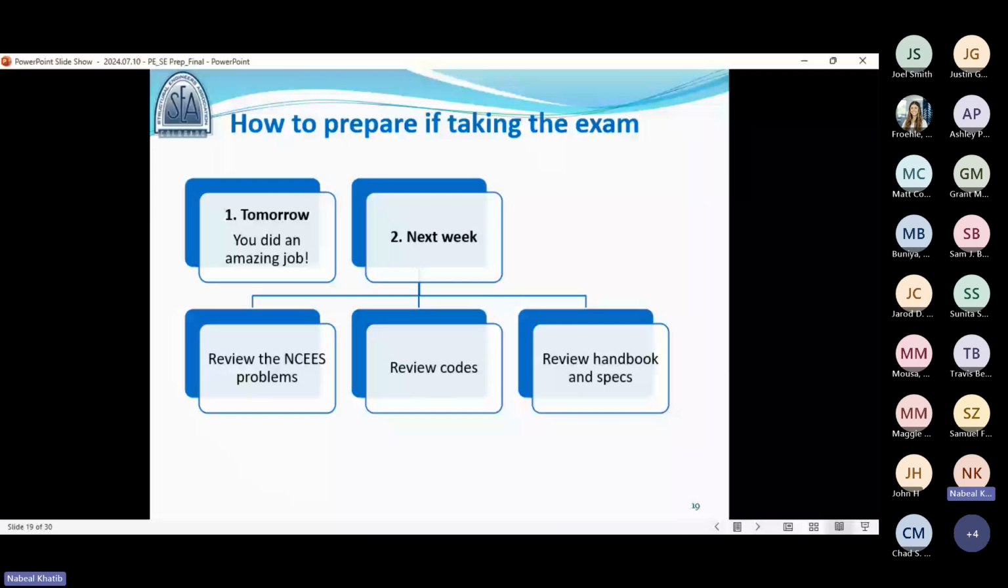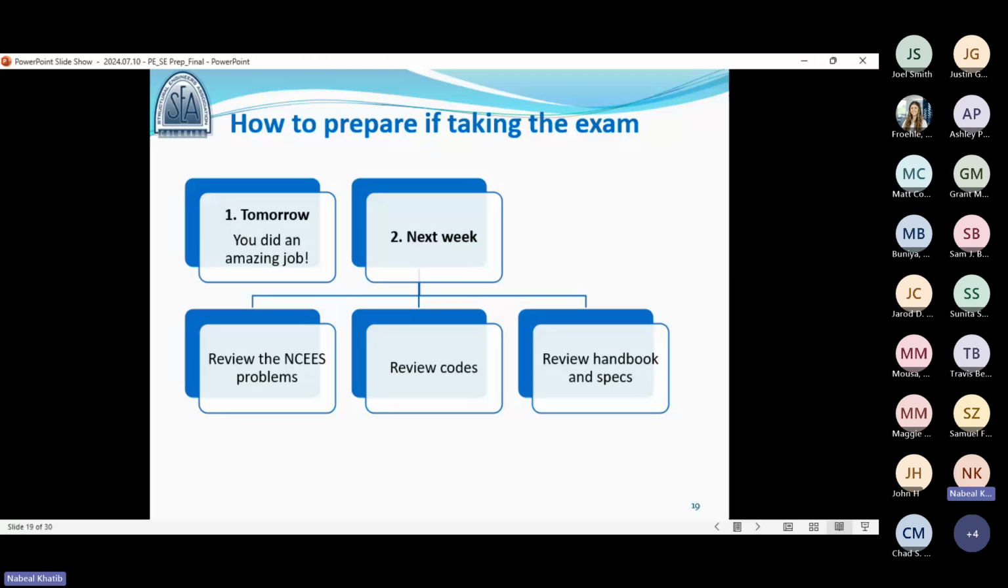Let's move on here to how to prepare if you're taking the exam tomorrow or next week. Tomorrow, you did an amazing job. Just relax and basically do your thing on the day of the exam. Put all the information that you learned to use, you've done amazing. Just be confident, be yourself. What about if I'm taking the exam next week?